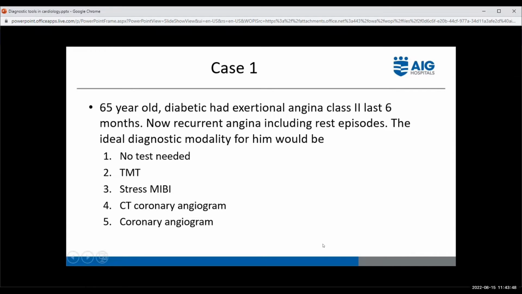I'm leaving this to you, and the next five cases I am presenting, and after that we'll discuss in detail. And in the last, we'll reveal the answer. These are routine cases that we see in the OPD. It is just like a refreshment.